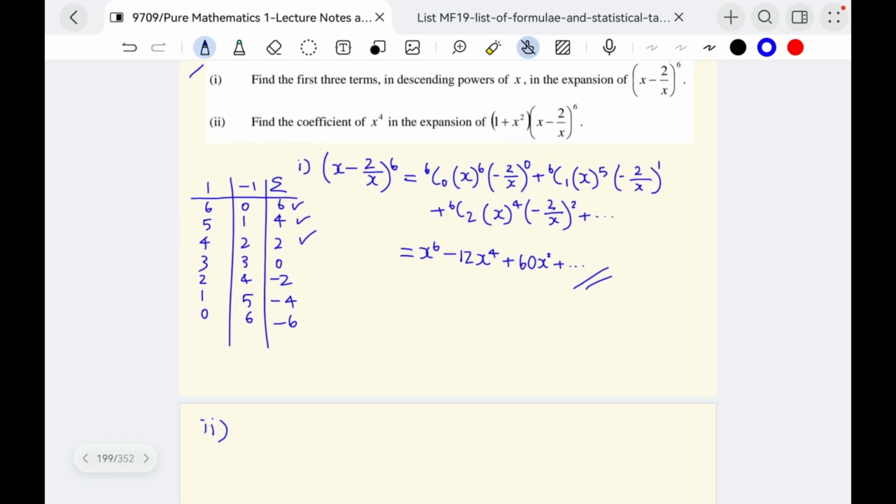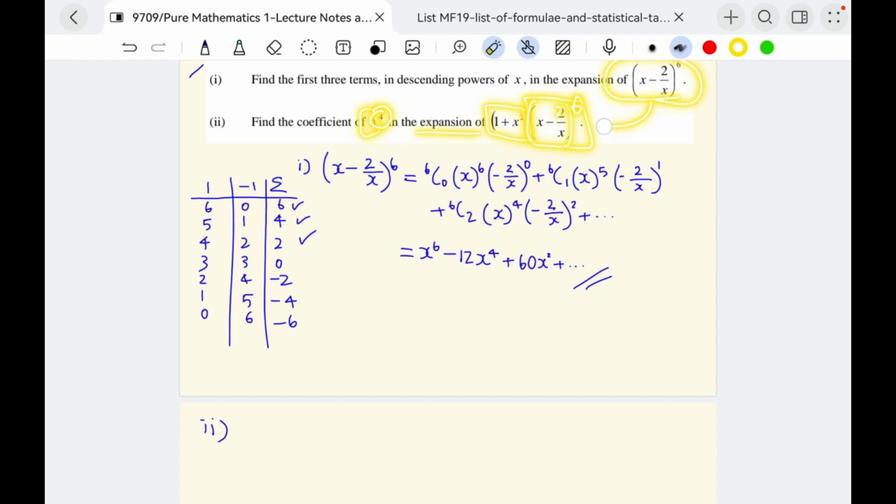Find the coefficient of x to the power of 4 in the expansion of (1 plus x squared) times (x minus 2 over x) to the power of 6. So just use the result from part A and apply it inside here.